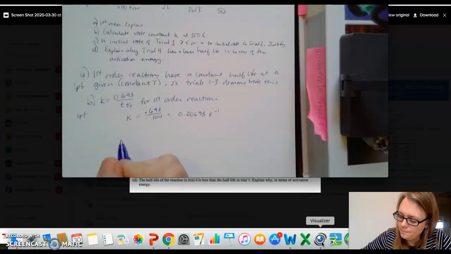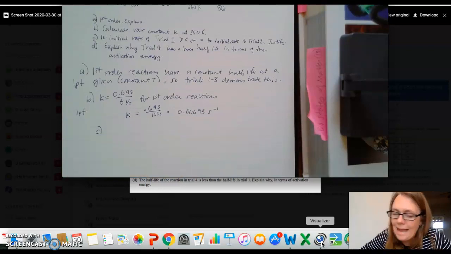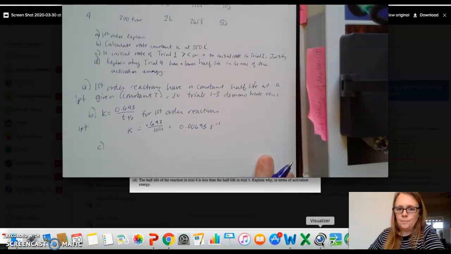For part C, it asks: is the initial rate of trial 1 greater than, less than, or equal to the initial rate of trial 2, and justify? So what do I know about trial 1 and trial 2?